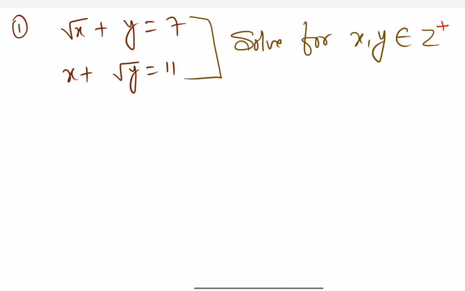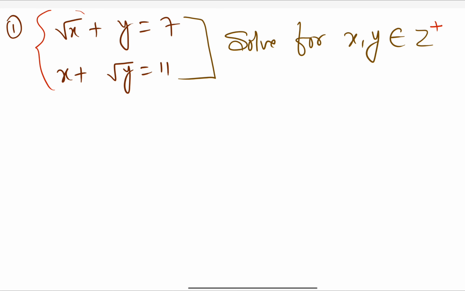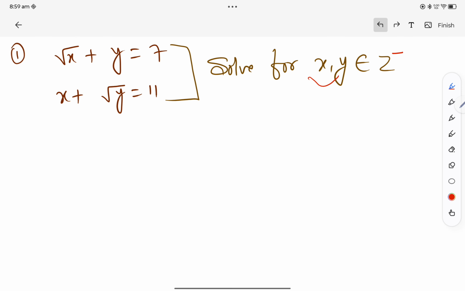In this lesson, we solve a pair of equations: the square root of x plus y is equal to 7, and x plus the square root of y is equal to 11, where x and y are positive integers. In order to solve this pair of equations, we will use algebraic manipulation and interpretation.